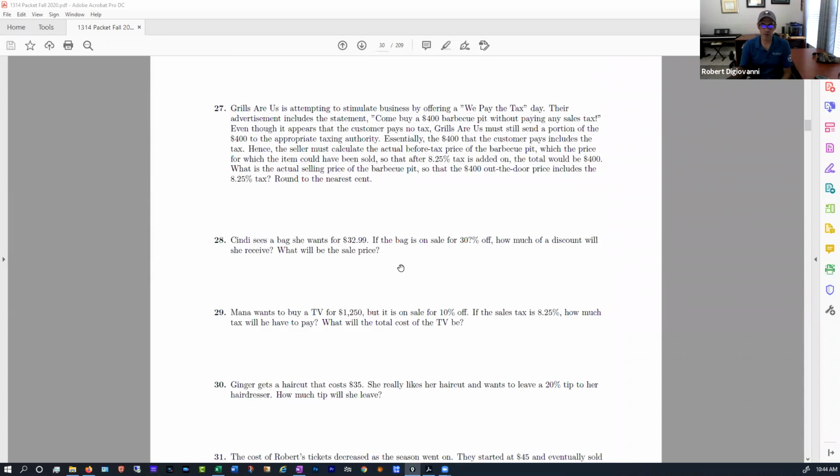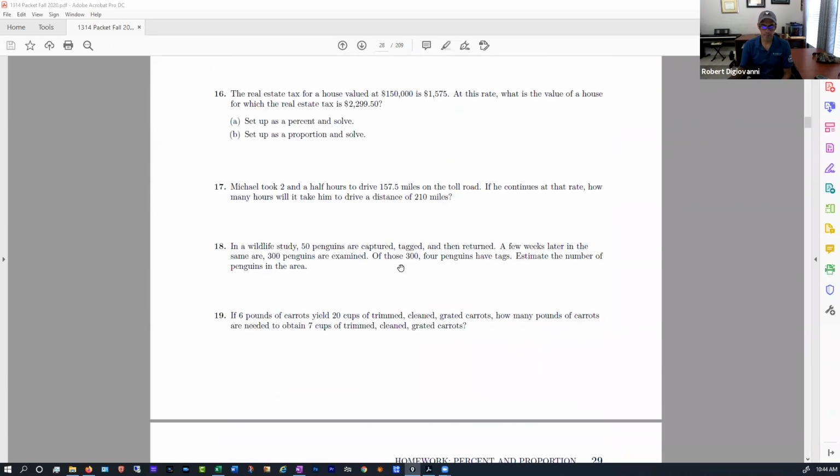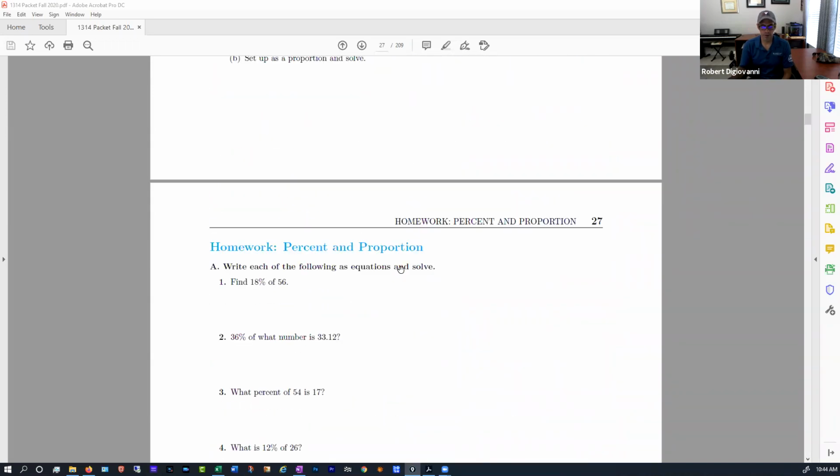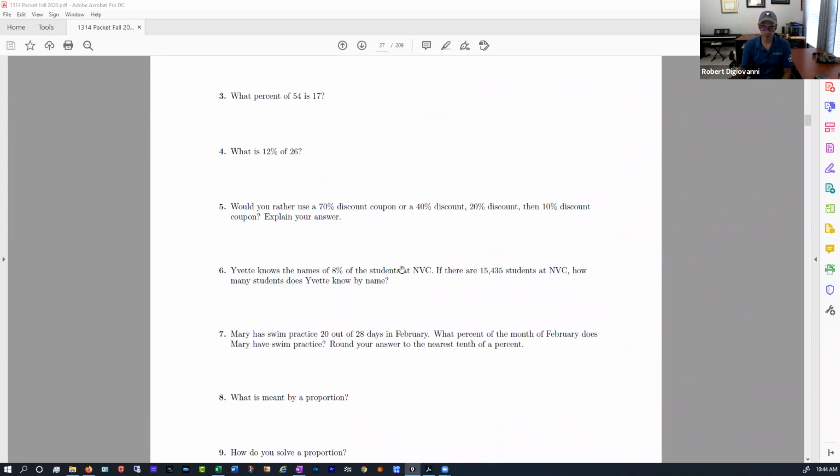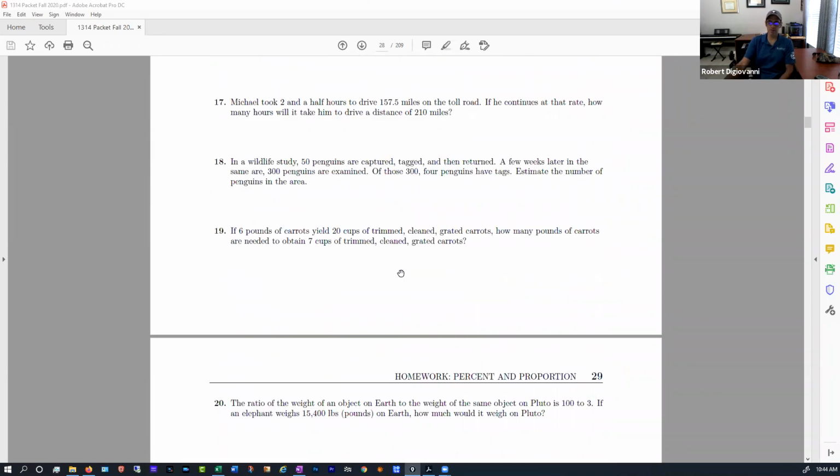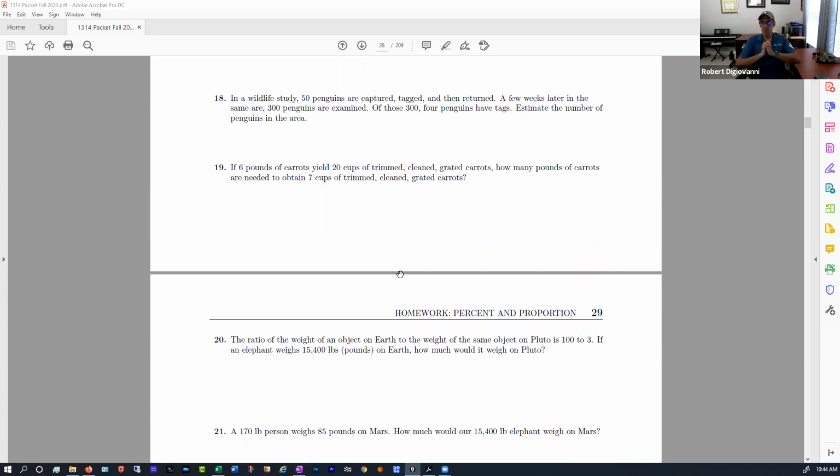Is that clear to everyone? Start on page 27, so 27, 28, and 29. I think if you do those, you have enough information, and we'll come back and finish up and do mixtures, and then we'll move on to scientific notation.